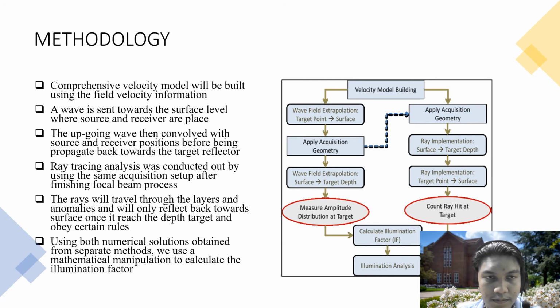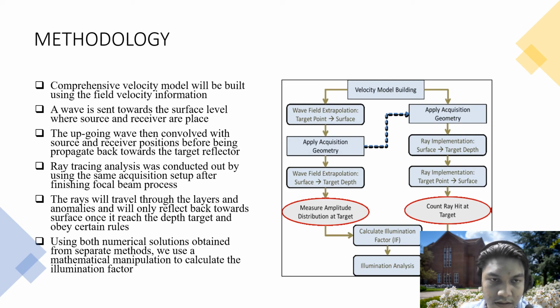Now is the methodology to combine both focal beam analysis and the ray tracing method. At the start, we have a comprehensive velocity model that was built using the field velocity information, beginning at the reflected depth of interest. A wave is sent toward the surface level where the source and receiver are placed. The outgoing wave is then convolved with source and receiver position before being propagated back toward the target reflector.